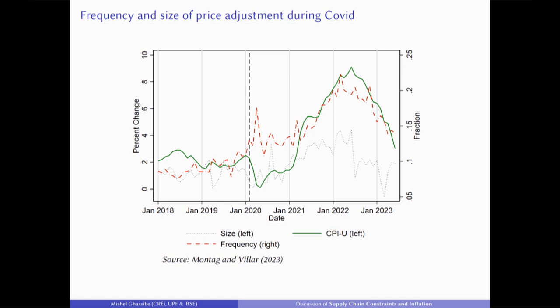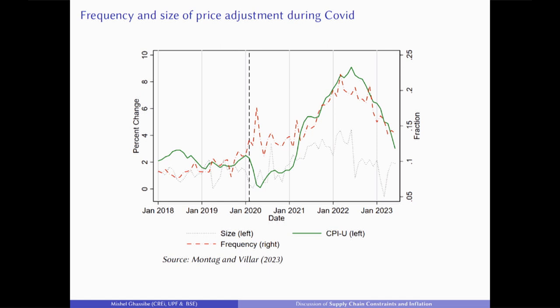So we can see that in the period when inflation surged, we saw a massive increase in the frequency of price adjustment. So we saw a big extensive margin effect, but we did not see a very powerful change in the average size of price adjustment, which is indeed what was driving Diego's endogenous markup shock.